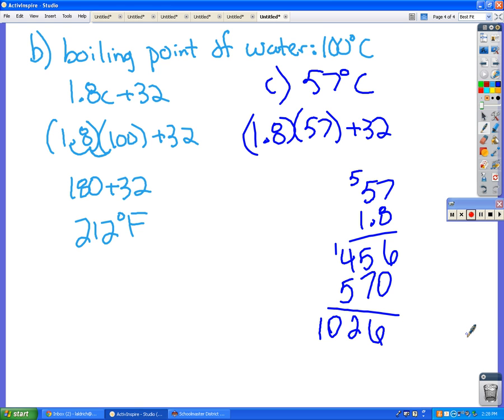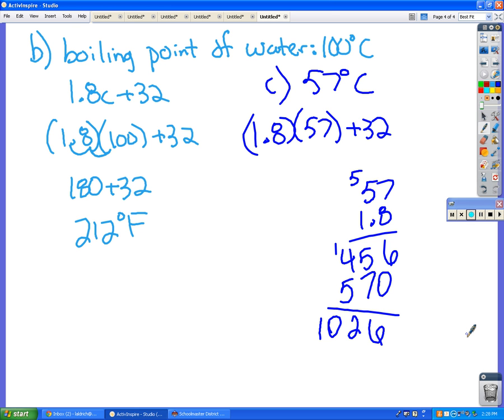Okay, so that's pretty hot. 102.6 degrees. Yeah, that doesn't seem very hot to me. So how could this be the highest temperature ever recorded in the United States? Oh, no, it's not.